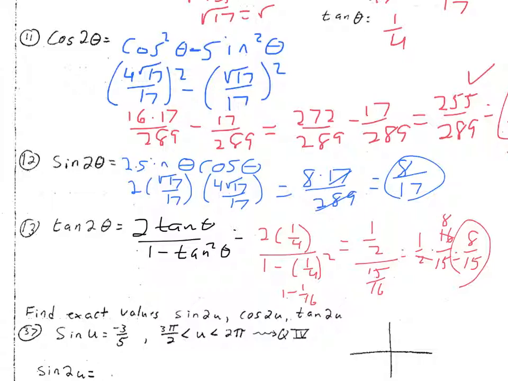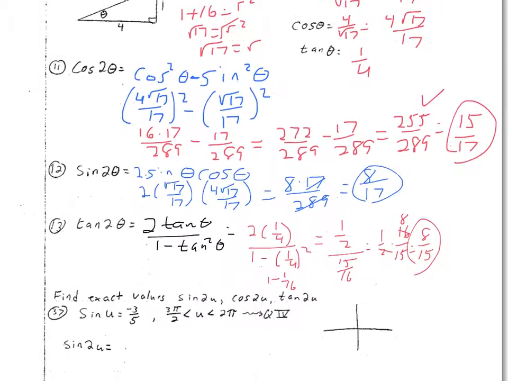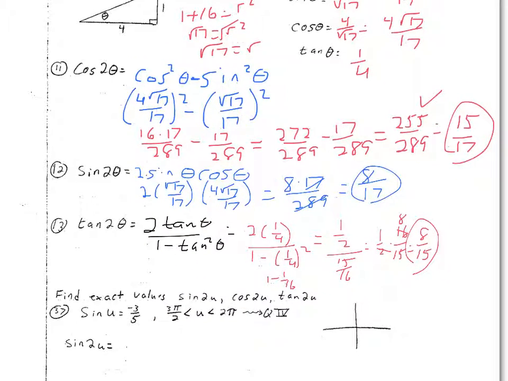If I look at these answers, make it small enough that we can see them. The tangent answer ended up being 8 over 15. The tangent is also the sine over cosine. So my sine answer was 8 over 17. My cosine was 15 over 17. The 17s would cancel. So the sine over cosine is 8 over 15, which matches up with my tangent answer for question number 13.